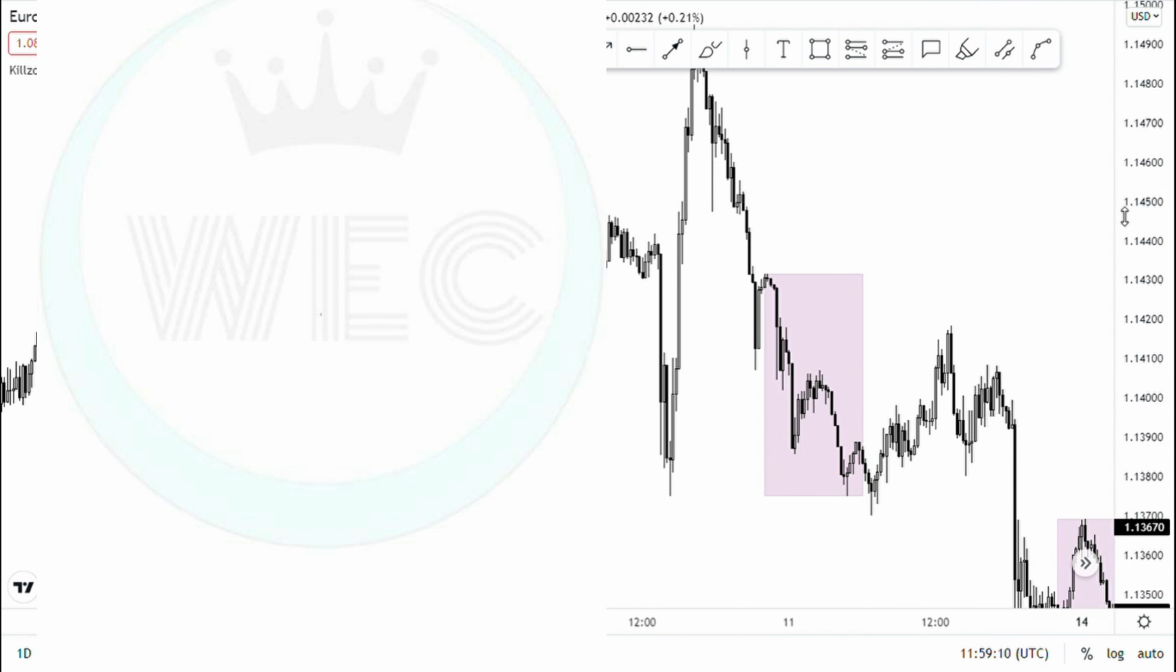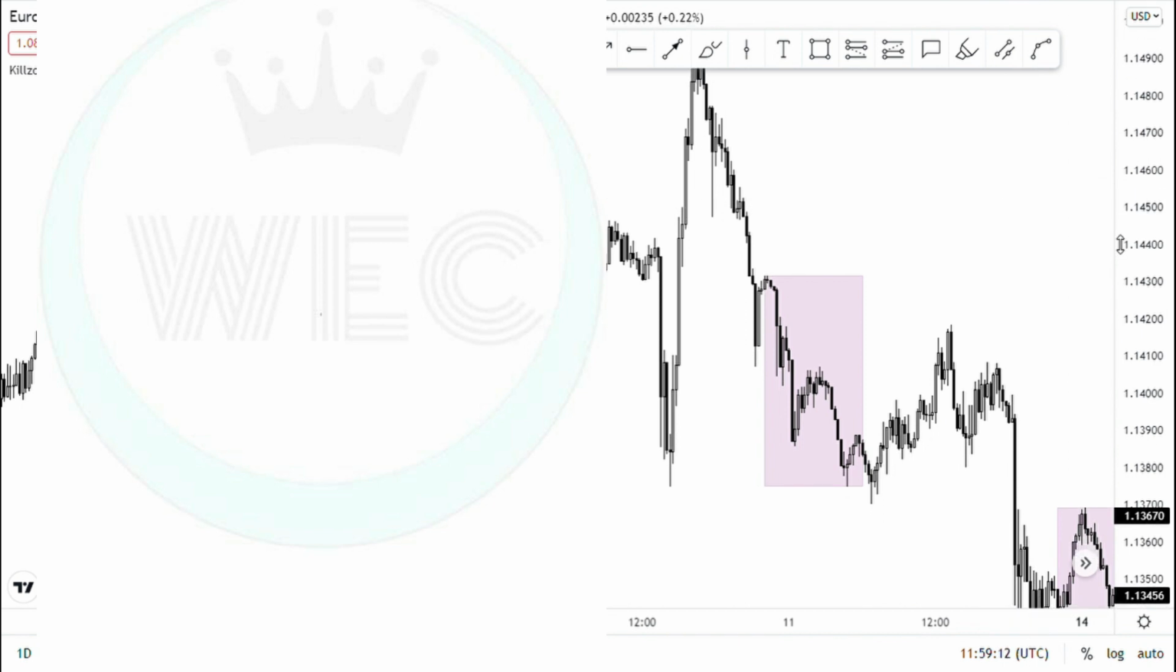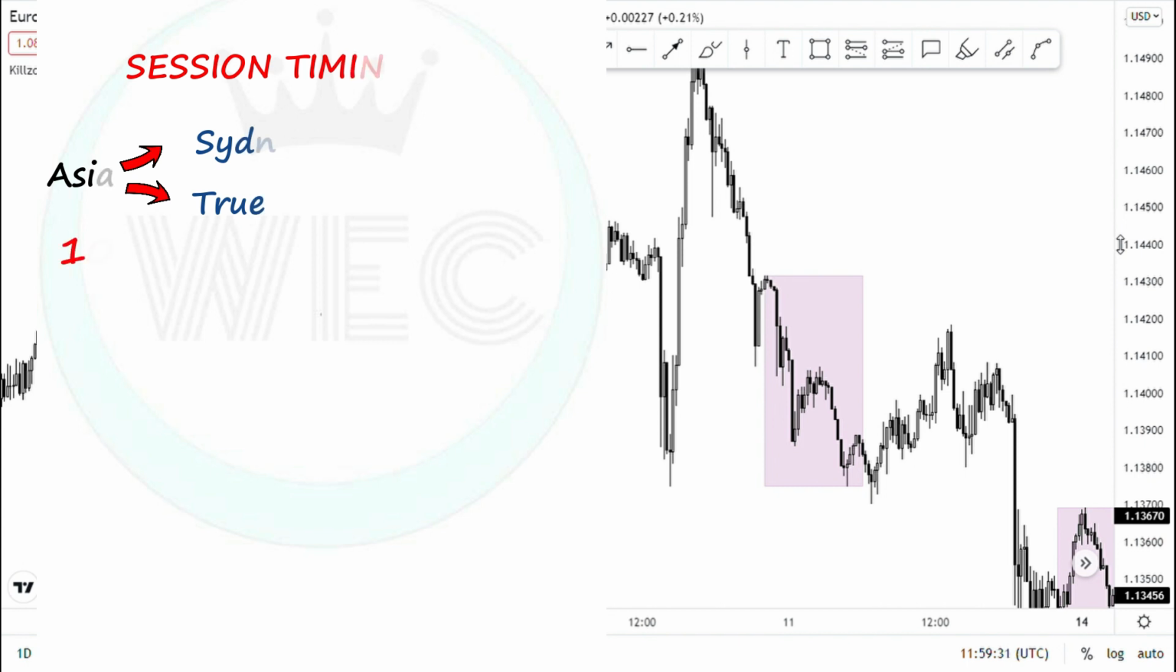We also need to know the timings of these sessions, so let us run through that quickly. The Asian session itself has two parts: we have the Sydney and then the True Asia, which is what I call it. The whole Asian session starts from 10 p.m. to 6 a.m. in the morning. I'm using GMT over here, so you can convert it to your local time wherever you are. So it starts from 10 p.m. GMT to 6 a.m. GMT.